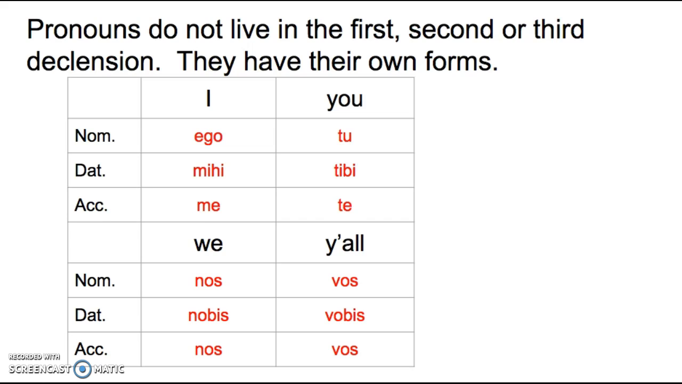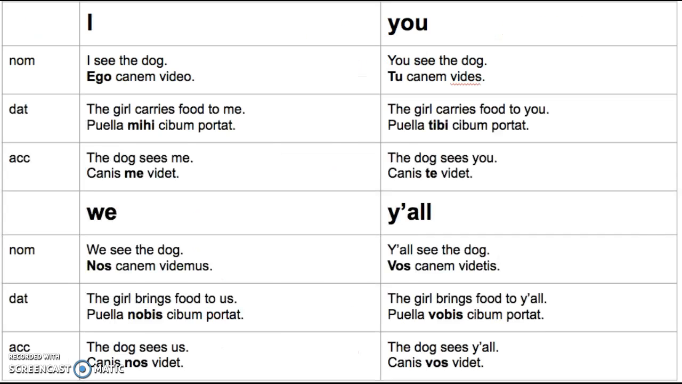Sorry about that. Here are some examples in English and in Latin of I as the nominative. I see the dog. Ego canem video. I as the dative. The girl carries food to me. Puella mihi cibum portat. Mihi, to me. In the accusative, the dog sees who or what? Me. Canis me videt. For the pronoun you, you see the dog. Tu canem vides.